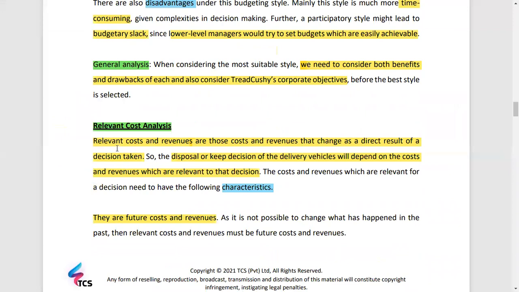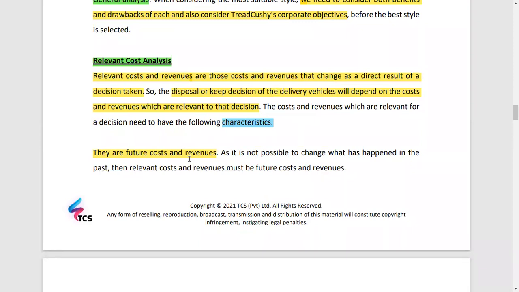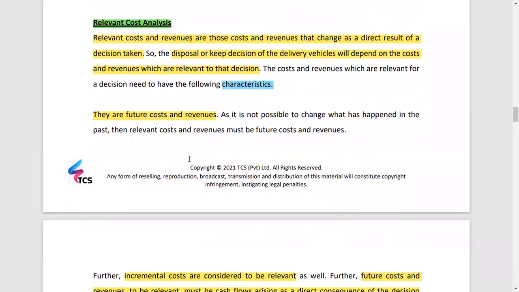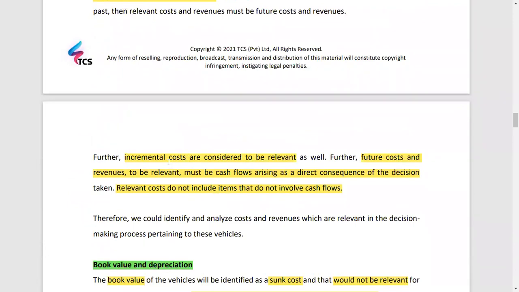Relevant cost analysis. Relevant costs and revenues are those costs and revenues that change as a direct result of a decision taken. I'm starting the answer by defining the concept of relevant costing. That's how you gain marks. So the disposal or keep decision of the delivery vehicles will depend on the costs and revenues which are relevant to that decision. Okay, so what are the characteristics we need to fulfill or look at when determining whether a certain cost is relevant or not? They are future costs and revenues. If that is the case, it is considered to be relevant as per the syllabus content. Further, incremental costs are considered to be relevant as well.